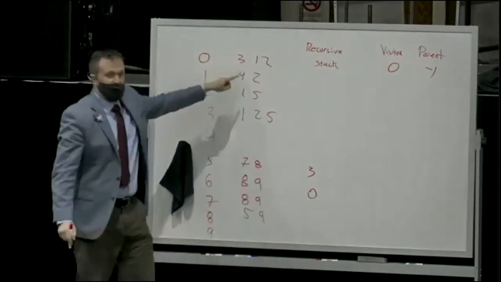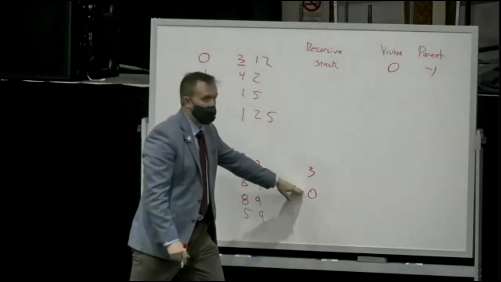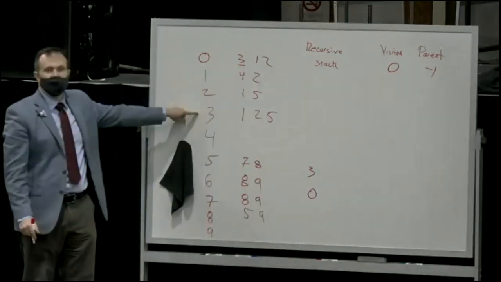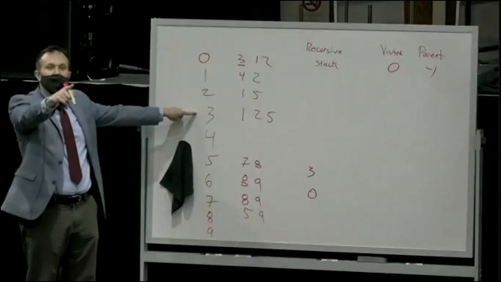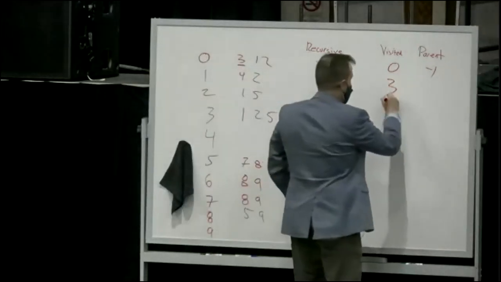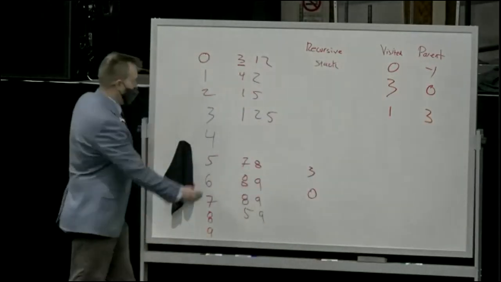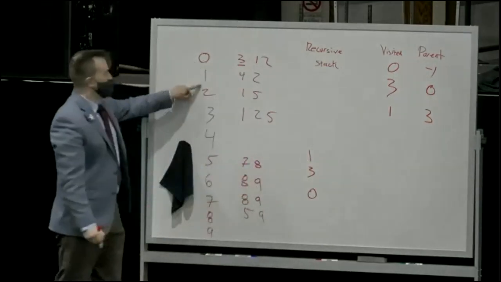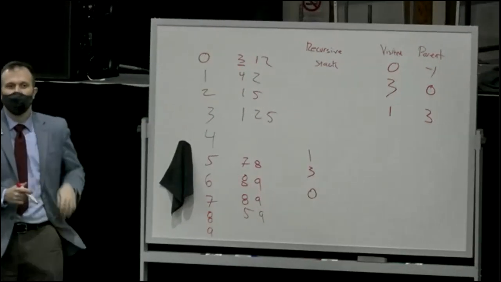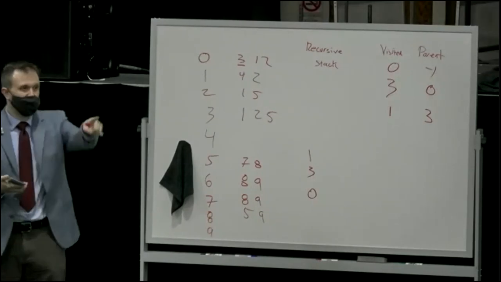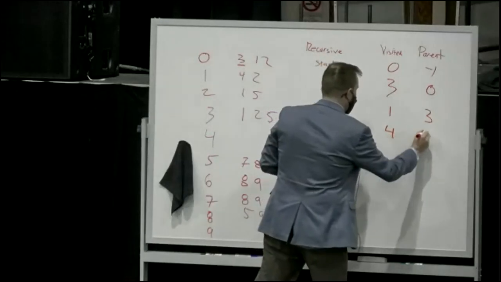We have now checked 3 out first, and that's what's going on at this particular recursive call. Now we're at 3. Which element do I want to investigate first? Yes, 1, very good. So 3, its parent is 0, and now 1, its parent is 3. We put 1 on the stack. Where do we want to go next? Yes, 4, very good. 4's parent is 1.